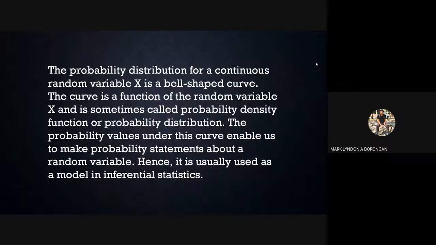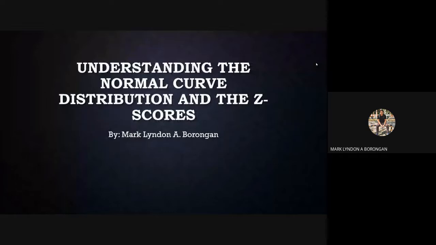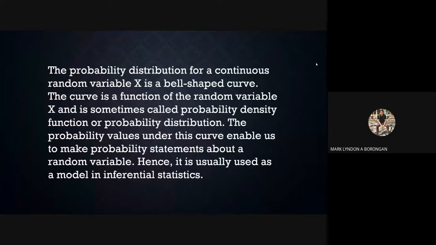Okay. So, this is the topic: understanding the normal curve distribution and the z-scores. The probability distribution for a continuous random variable x is a bell-shaped curve. The curve is a function of the random variable x and is sometimes called the probability density function or probability distribution. The probability values under this curve enable us to make probability statements about a random variable. Hence, it is usually used as a model in inferential statistics.